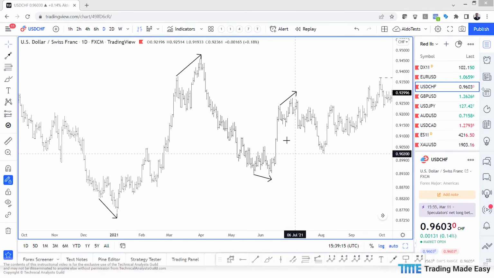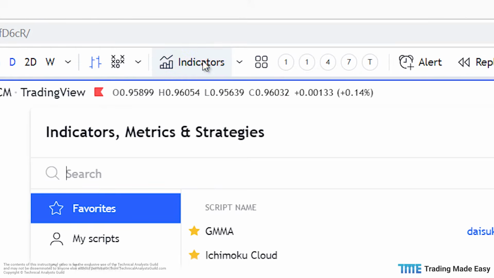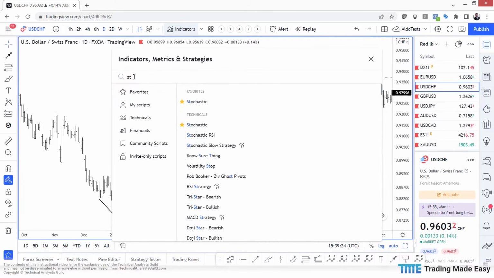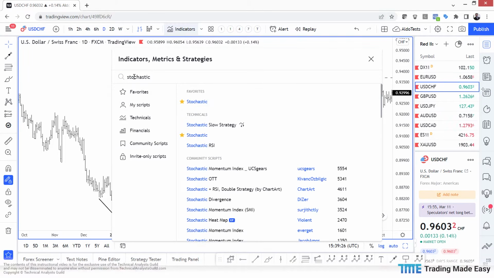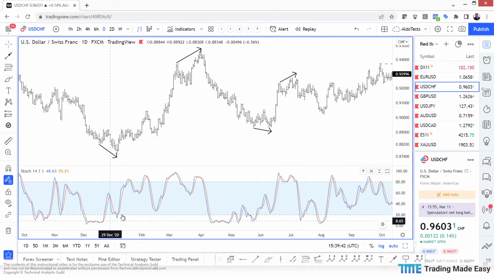First, you identify this tab here called Indicators. Click there and, where it says Search, type stochastic. Once you do that, you will see here the first option says stochastic. There are many options available. Just choose the first one, click there, and immediately you will see the indicator appearing right here.